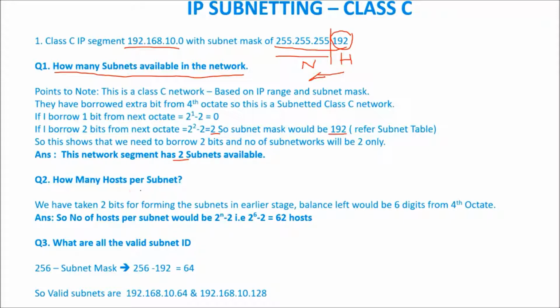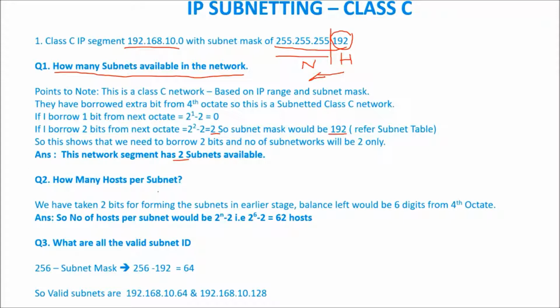How many hosts per subnet? Okay, 2 subnets, you are saying. The number of computers, how many computers can I connect? That is the range. How many IPs will be there in each subnet? Now, 2 subnets, from which IP to which IP? The network IP given here is 192.168.10.0. So what will be my other IP addresses? We need to form a table and find out what my IP addresses will be.